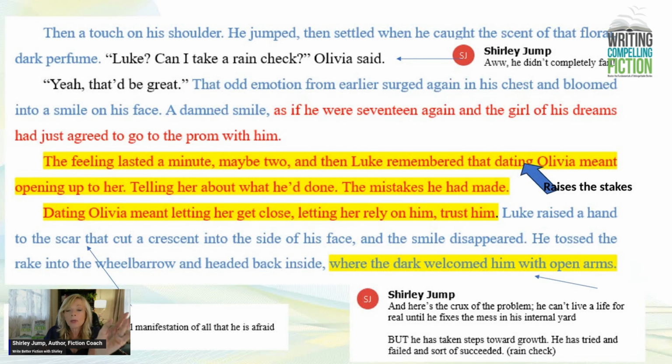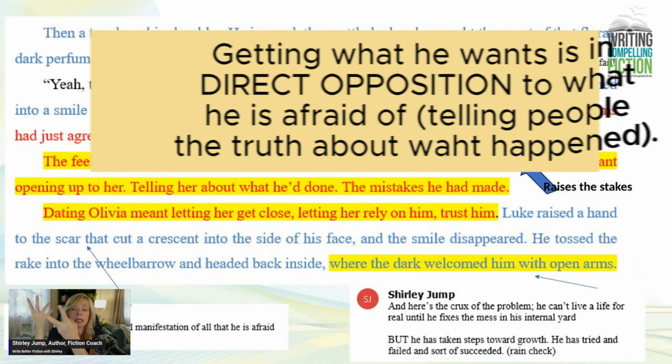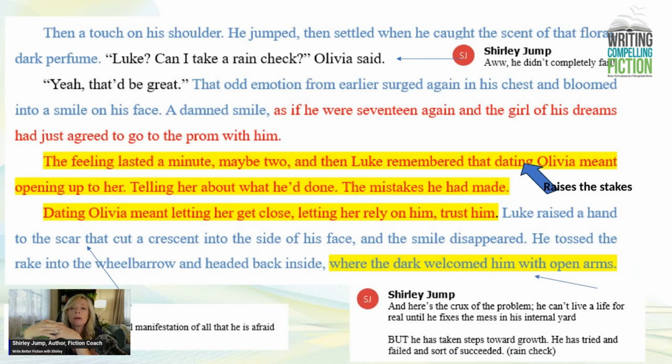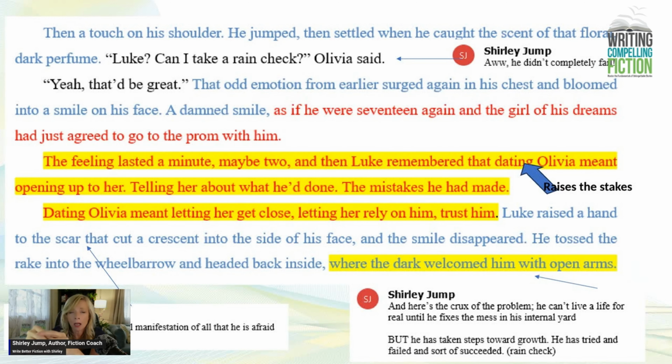Then we have a little bit of showing because this is his reaction to her saying yes. Yay, he got the date with Olivia. Awesome. Yes, but now he remembers that dating her means opening up to her and telling her what he had done, because he's got this big scar on his eye and he's blind, and she's going to say, well, what happened? So he's going to have to tell her. He does not want to do that. That raises the stakes. If he wants to go further down this road, he has to let her get close. He has to tell her what happened to him.